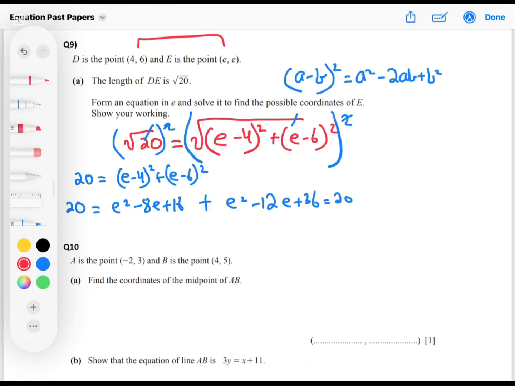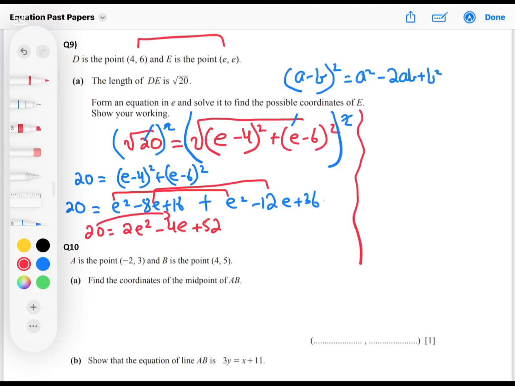So how can we simplify this? You can see that e square and e square will become 2e square. Now minus 8e and minus 12e gives minus 20e. Sorry, I have written one thing wrong here. 16 plus 36 will become 52. Now I will move 20 to the other side, so it will be subtracted. So 2e square minus 20e, 52 minus 20 will give us positive 32, equals 0.